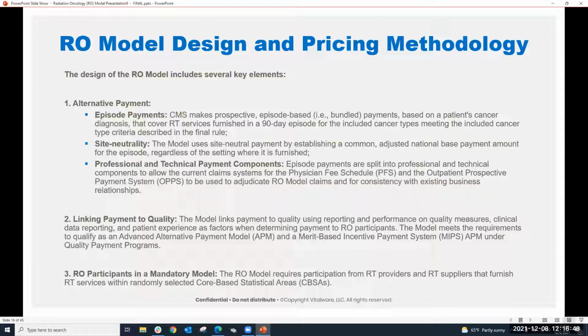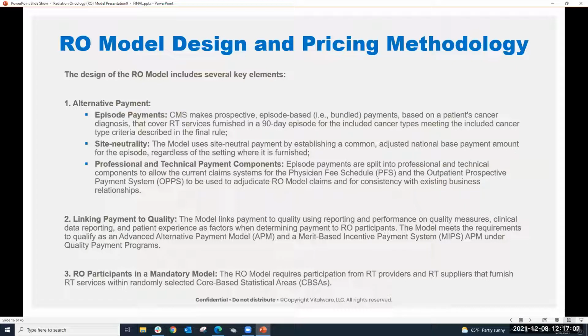It is a site neutral model. So CMS has figured out a formula for making payments site neutral, and we're going to get into that on a later slide. It does get quite complicated. And then it's episode payments that are split into professional and technical.